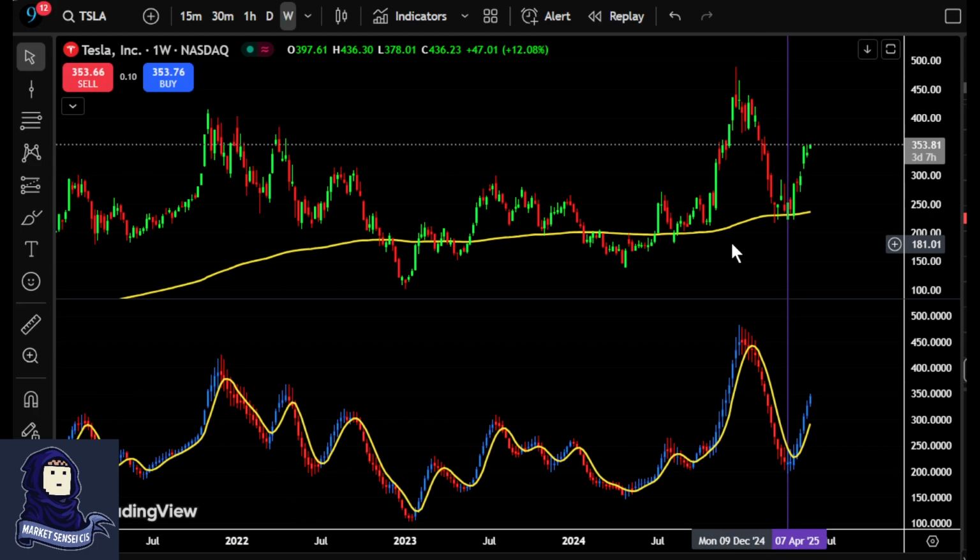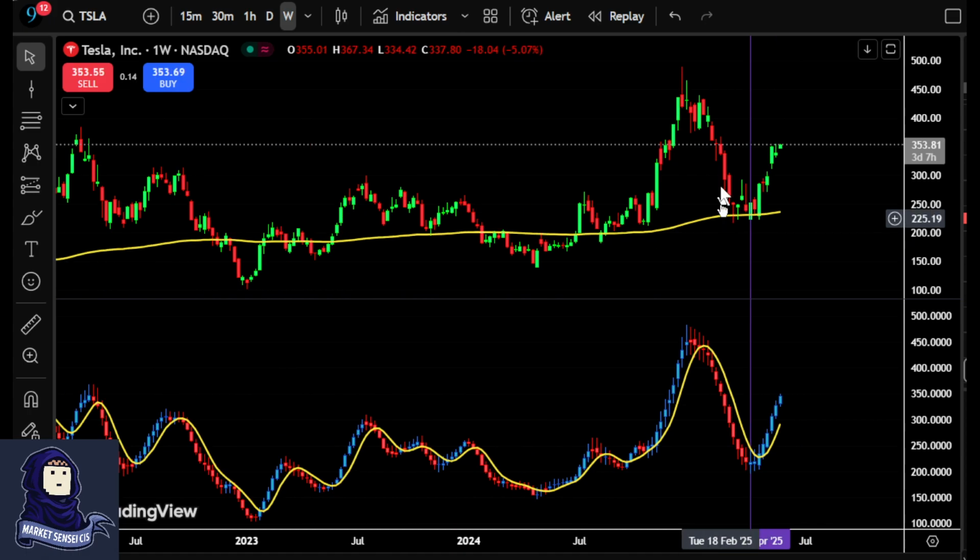What else should we know? Okay, Tesla. Let's do a small analysis of Tesla. Right now, it's still on an uptrend on the weekly chart. So the long term is on an uptrend. It has been going up for a couple of weeks now, a month, I think, a month plus. So it's a very good sign.